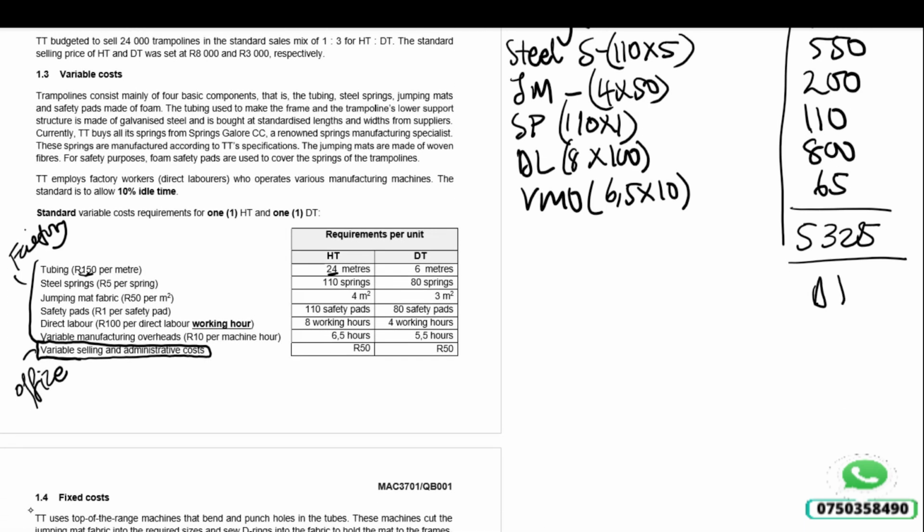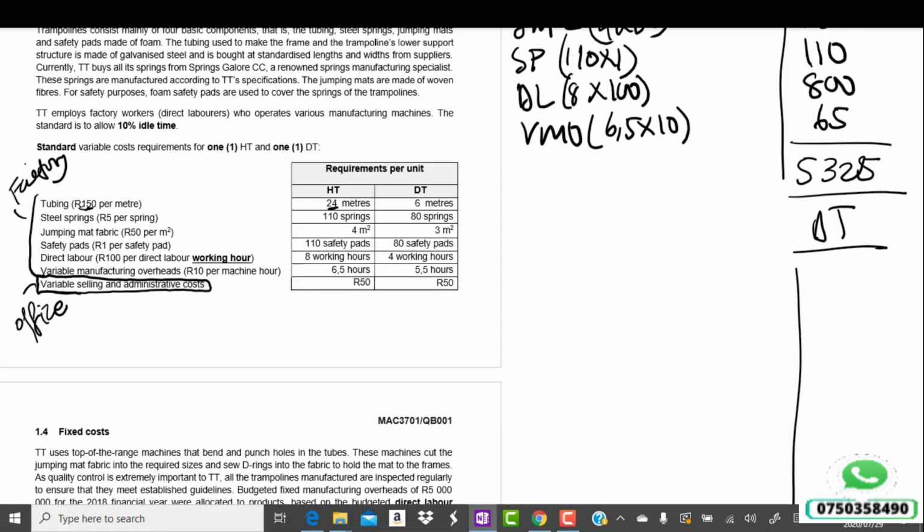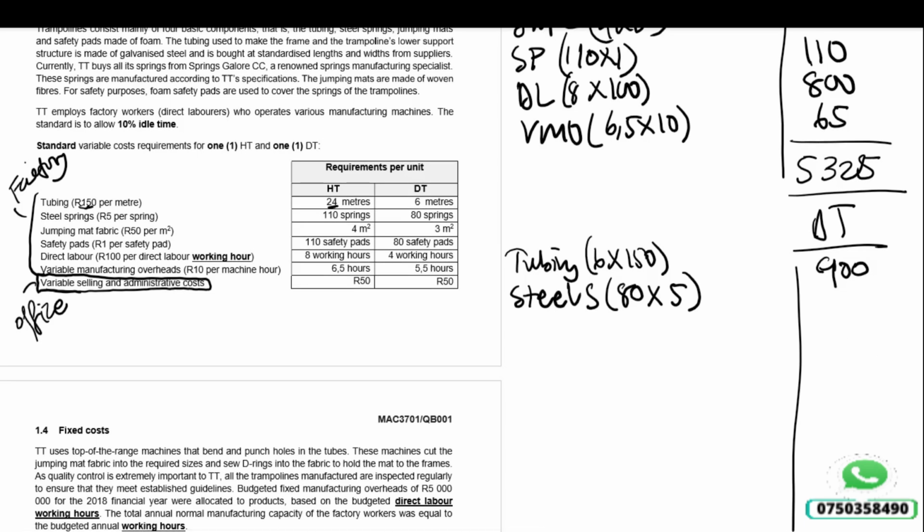Now let's do for DT. It is going to be the same procedure again for DT. Means that I'm gonna have to start with tubing, which for tubing now this is 6 meters required, and yet 1 meter is costing 150, which gives me a total of 900. And then I have steel springs, which is they need 80 springs to manufacture one DT, multiplied by 1 spring costing 5 rand. So my total cost for 1 unit of DT is going to be 400.